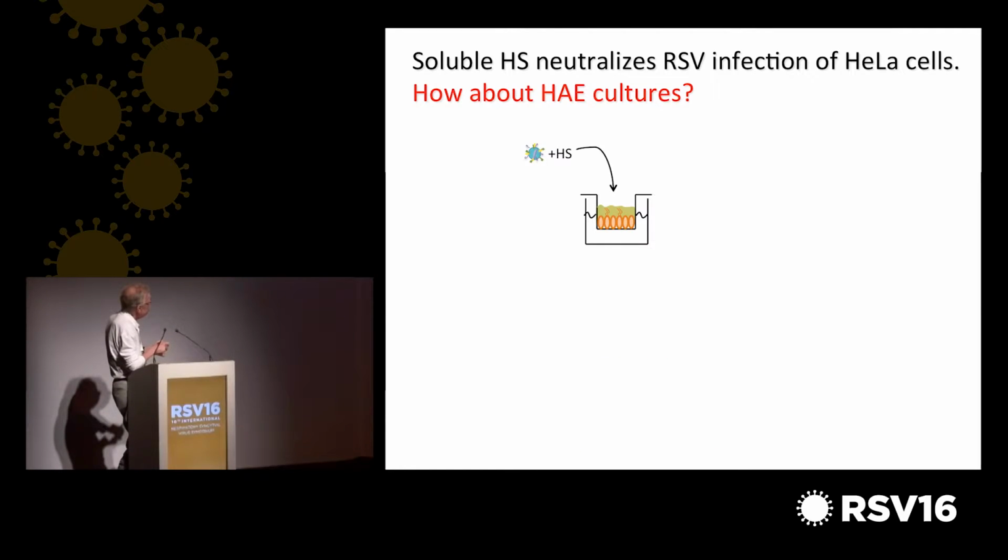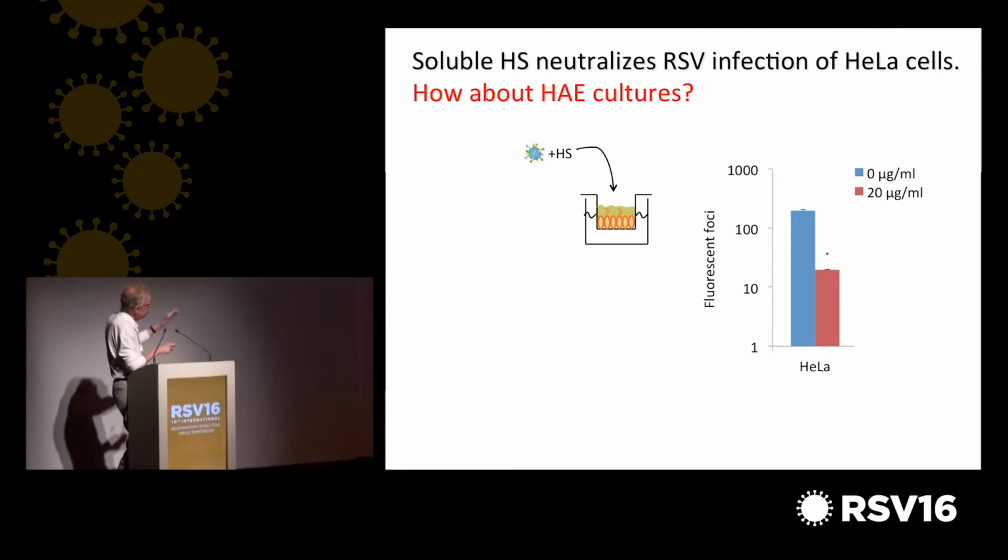So just to confirm this, we can mix heparin sulfate with the virus and then put it on cells. When we do that on HeLa cells, it blocks infection by about tenfold at this concentration. If we do the same thing on these human airway epithelial cells, it does not. And so again, that suggests that this is a different receptor.